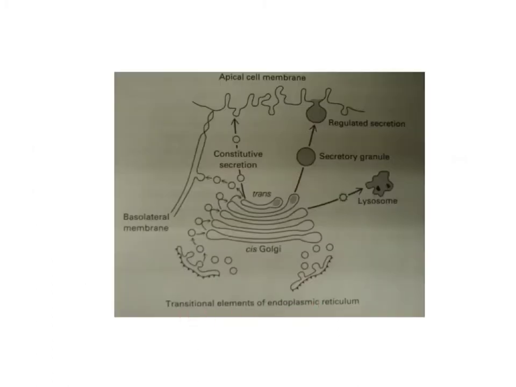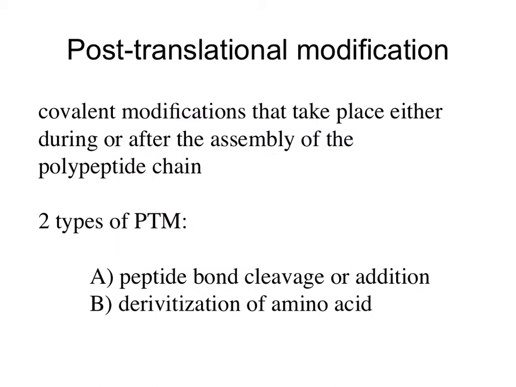If we look at the transitional elements of the endoplasmic reticulum, we have the cis Golgi turning into trans, and then you have budding off to form lysosomes, secretory granules, as well as continuous or constitutive secretion. Now, in all these processes, you have membranes by which you can have post-translational modifications occurring. By definition, post-translational modifications are covalent modifications that take place either during or after the assembly of a polypeptide chain.